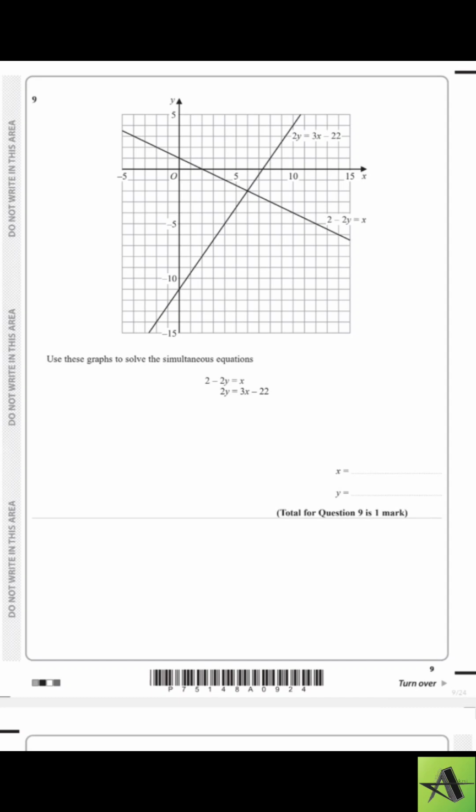The next one says use this graph to solve the simultaneous equations. See, these two straight lines are already given. We just have to see their intersection point. That's the solution of this one. So this is the point where they are intersecting. The value of x is 6 and y is negative 2. So x is 6 and y is negative 2. That's the answer.